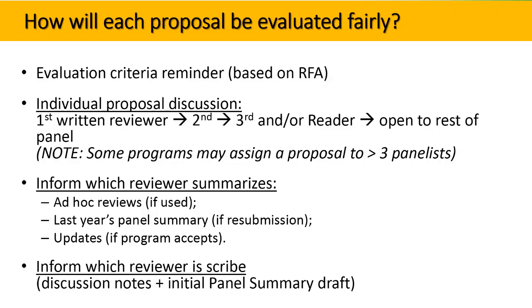Once you come to panel and something's called up to be ready to be discussed, you'll have a first person who will go over some of the basics of the proposal, what it's about, how much money they're requesting, some of this basic information. They'll add their strengths and weaknesses that they thought, and then you'll go to the second reviewer on that proposal, then the third reviewer, and then if you have a fourth reviewer. So you'll go in order, and then you'll open up discussion to the rest of the panel.